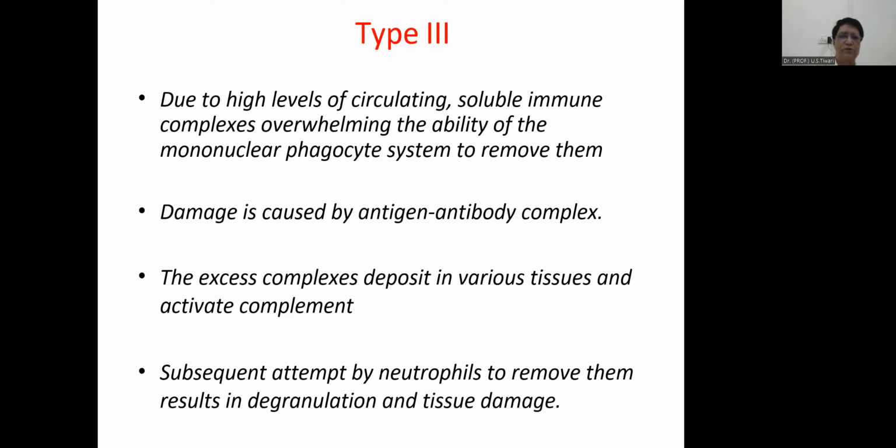Type 3 occurs due to high levels of circulating soluble immune complexes, overwhelming the ability of the mononuclear phagocyte system to remove them. It is compromised, and that results in damage. It is caused by the antigen antibody complex that is getting deposited. These excess complex deposits in the various tissues and activate complement. Subsequent attempt by the neutrophils to remove them results in degranulation and tissue damage.